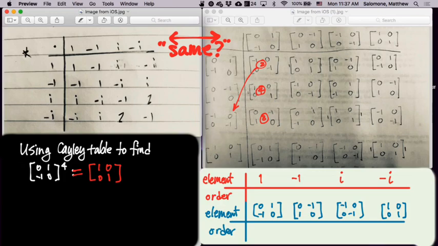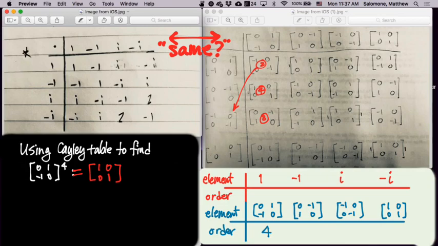So what was the order of this element, by the way? 4, because the second power of this element was not the identity. The third power of this element was not the identity. But the fourth power is the smallest positive power that was. So if we're filling in this table, the order of that element would have been 4. How did you fill in the rest of these orders?